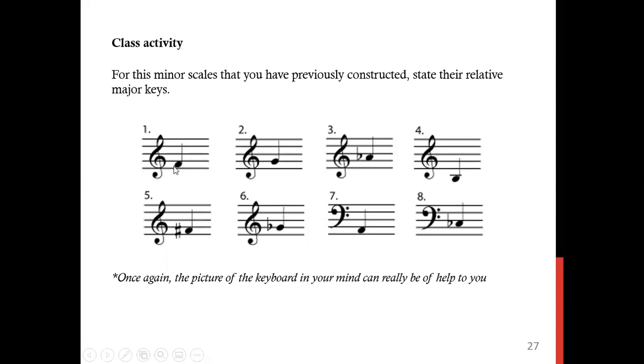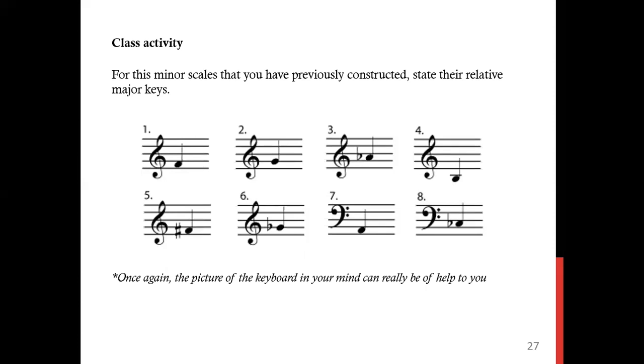Remember, the first one is already given to you. So move like that, in that order, to the next note in an octave. Okay? And you remember the pattern of minor scales: tone, semitone, tone, tone, semitone, tone, tone. So move like that and construct the minor scale of this number 1 to 8. After you're done with that, then you will tell me what is the relative major of the minor scale you have constructed.